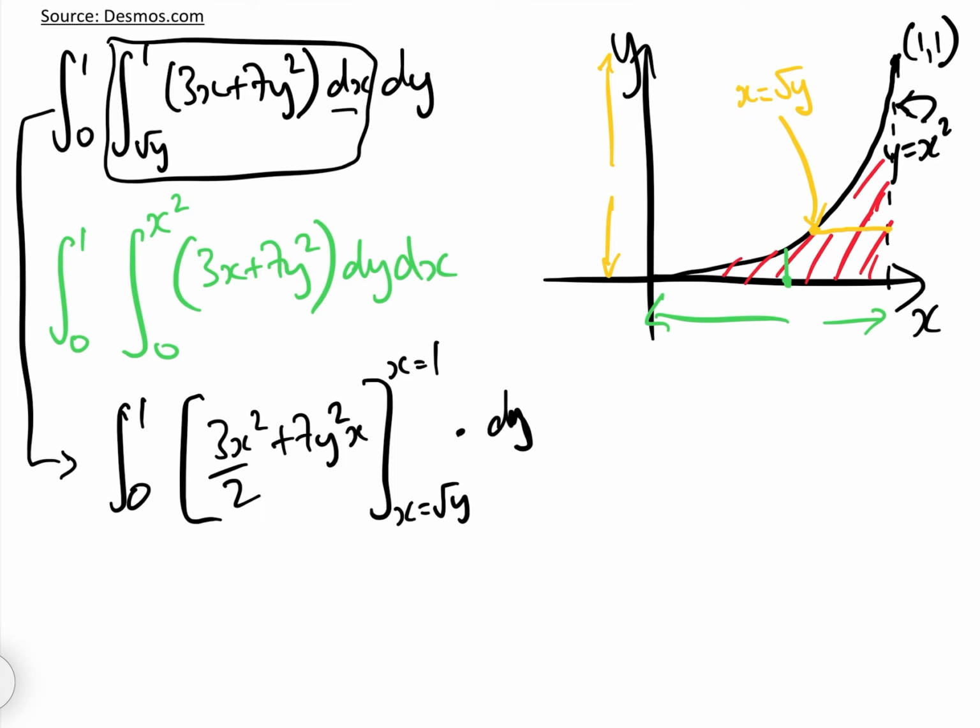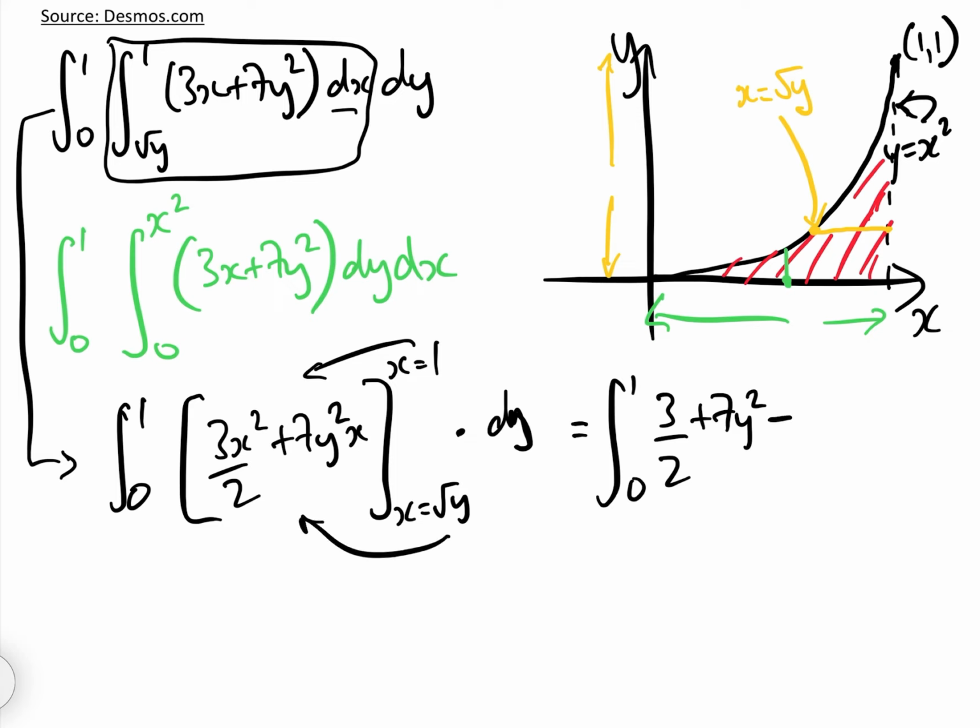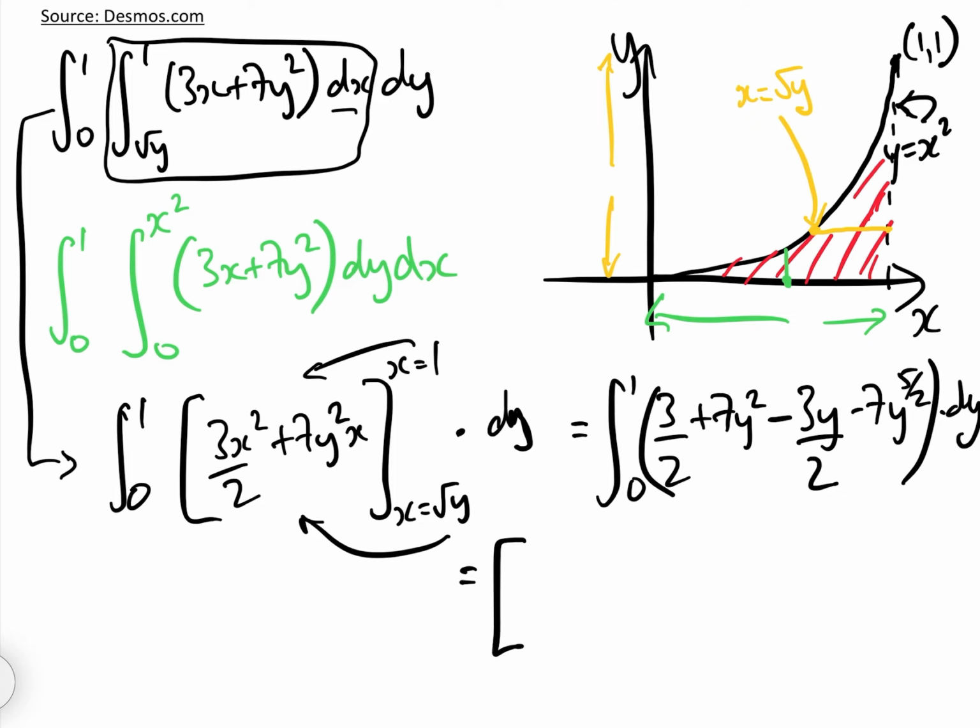And so basically let's just simplify that. That is equal to the integral between 1 and 0 of, just putting x equals 1 in and x equals root y, 3 over 2 add 7y squared minus, now put x equals root y in, 3y over 2 minus 7y to the 5 over 2, and we've got to integrate all of that now with respect to y.